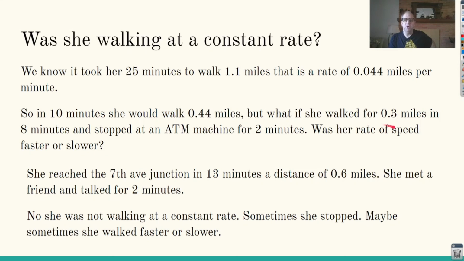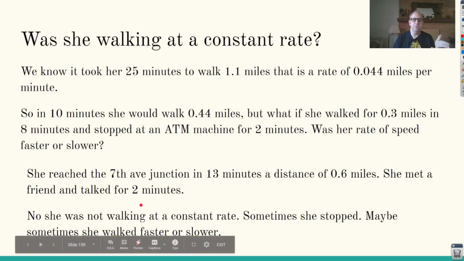But what if she walked 0.3 miles in the first 8 minutes and then stopped at an ATM for 2 minutes? Was her rate of speed faster or slower? So she's no longer constant, right? She walked at a constant rate and then she stopped. So her rate of speed would actually be faster, because now it was 0.3 divided by 8 and then sit and wait. Okay, so she reached the 7th Avenue junction in 13 minutes, a distance of 0.6 miles.